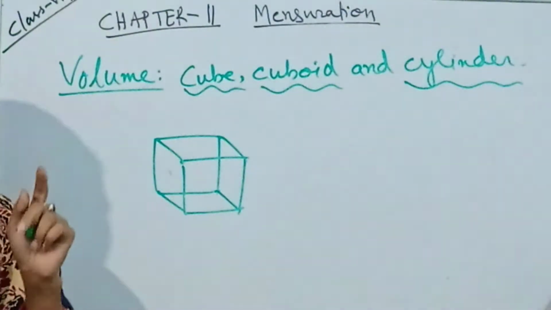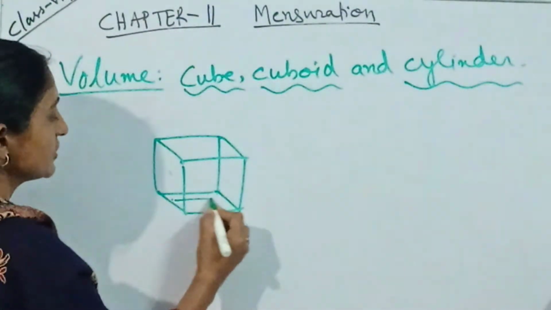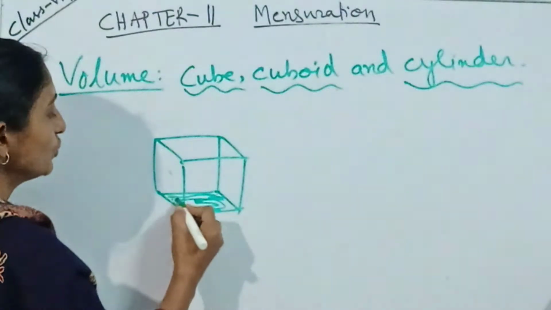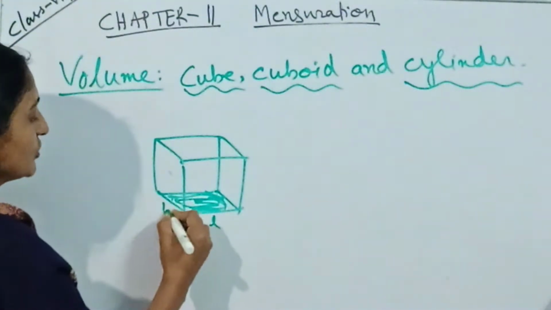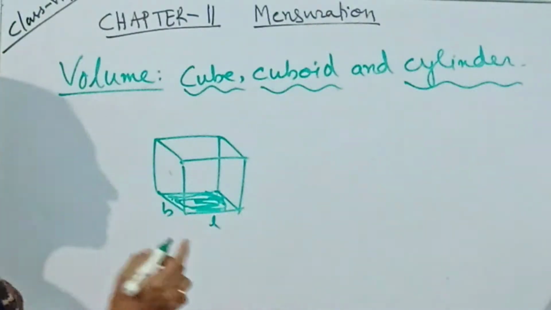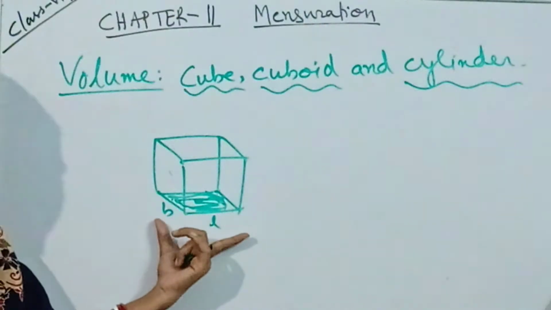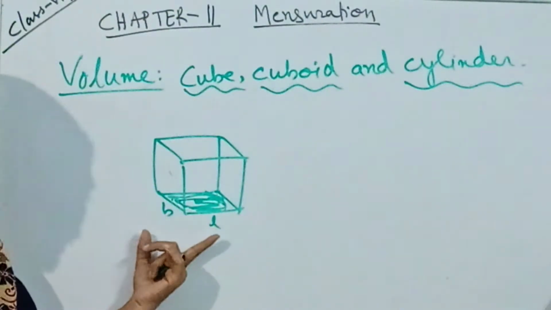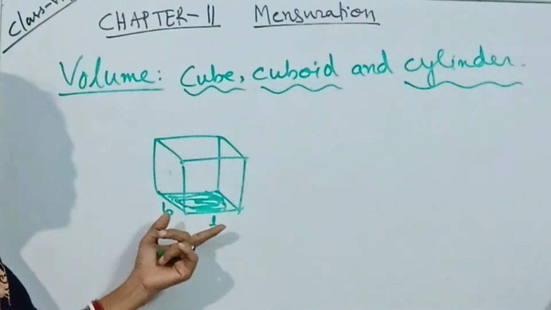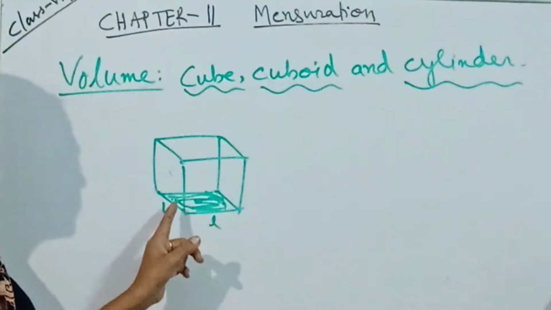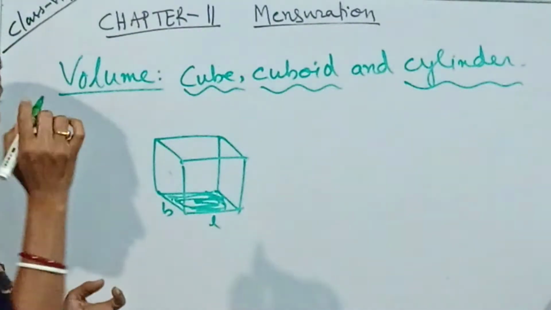Here you can understand that if we are talking about the base, let this be the base part. If we know its area, let the length be L and the breadth be B. So the area of this base will be L into B, if it is a rectangular one, that is, a cuboid. Or if it is a square shape, that means a cube, all the sides will be equal. If we consider the side as A, it will be A into A, that is, A square.